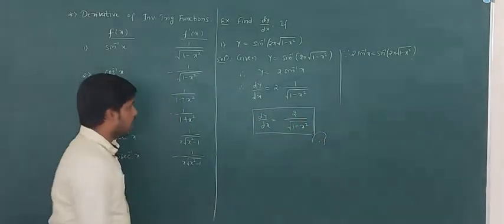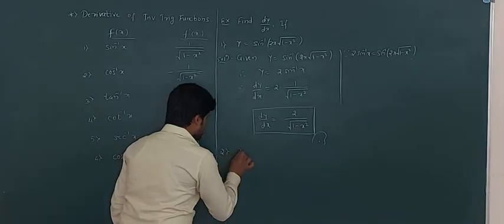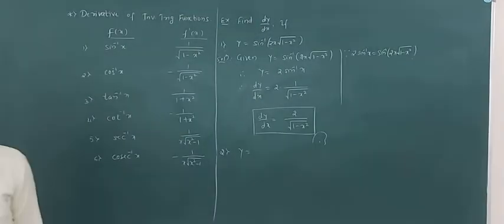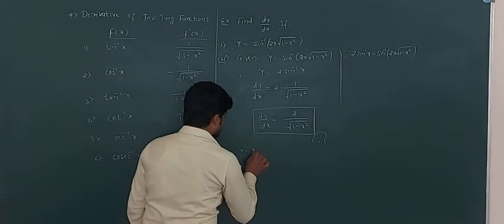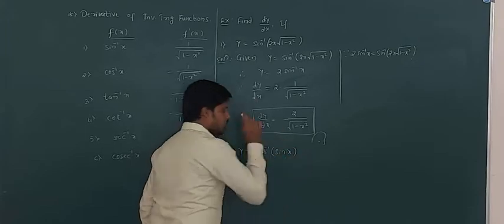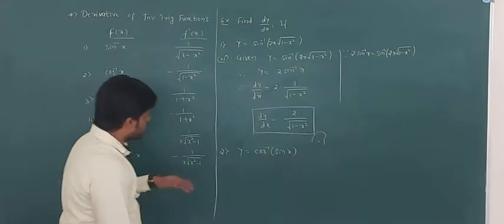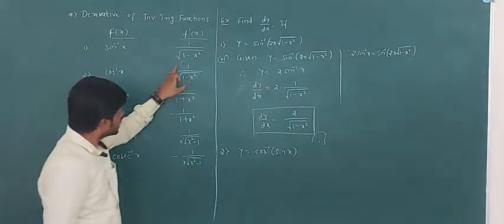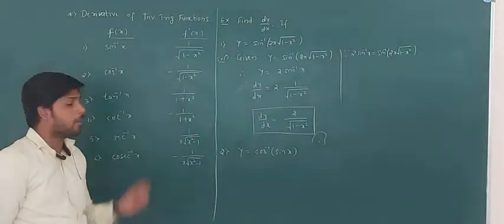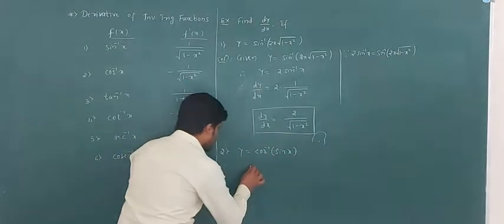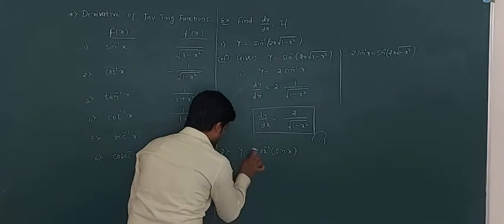Similarly, consider the second example: y equal to cos inverse of sin x. As we know, the differentiation of cos inverse is minus 1 upon square root of 1 minus x square, but in place of x we have sin x. So this implies the solution of this example.